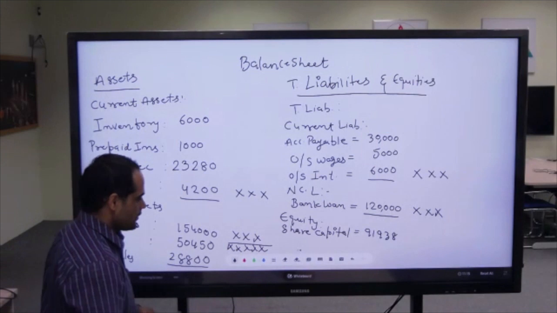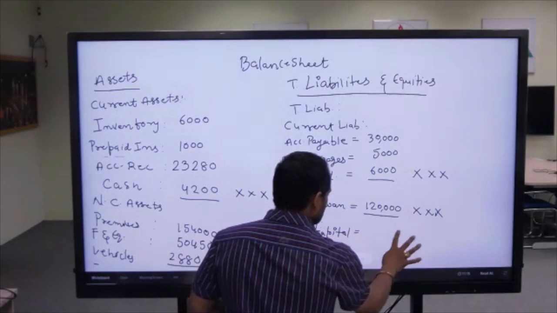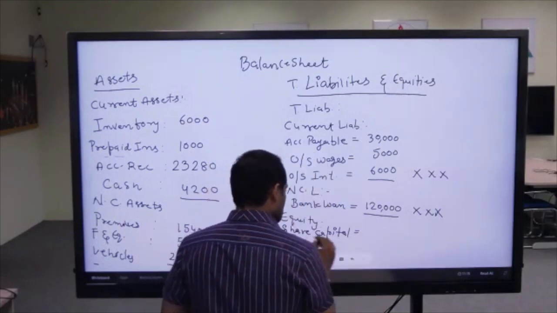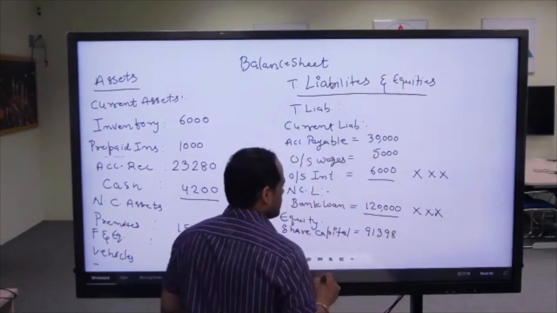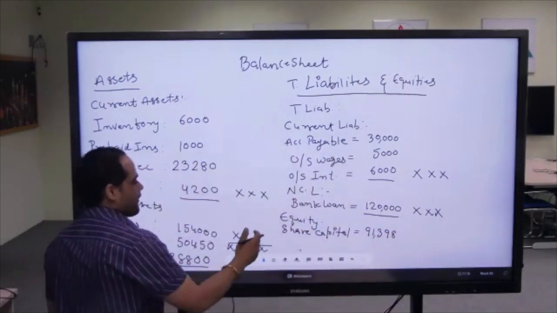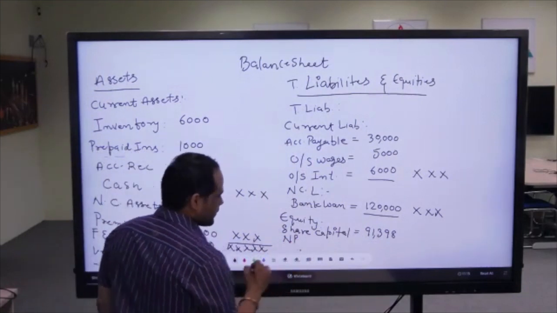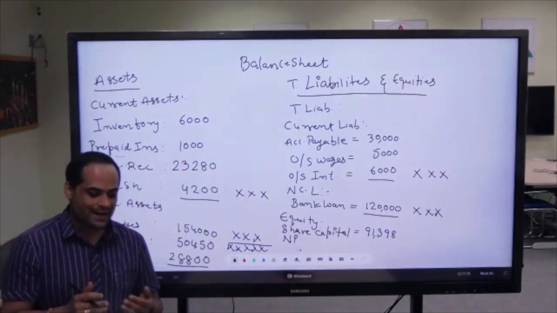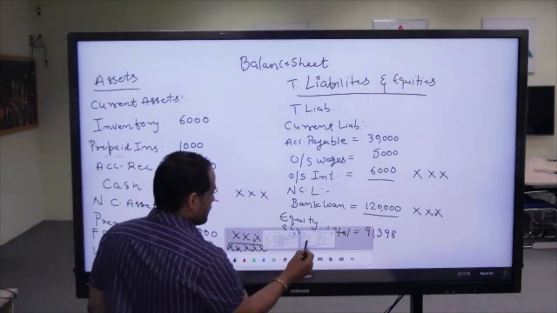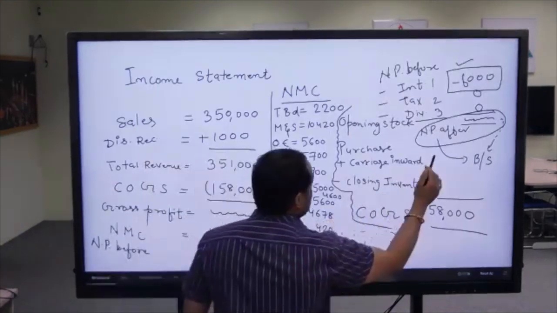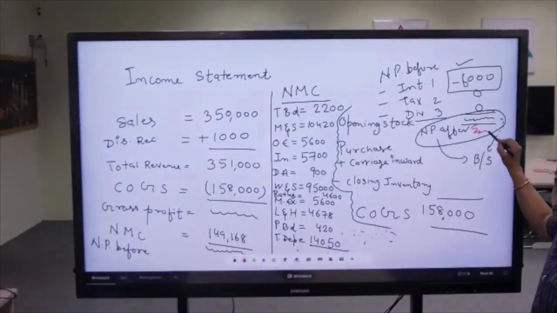91,398. That's right. After that we have a net profit now. Net profit. All right. But from this net profit after, all right, this number, net profit after.